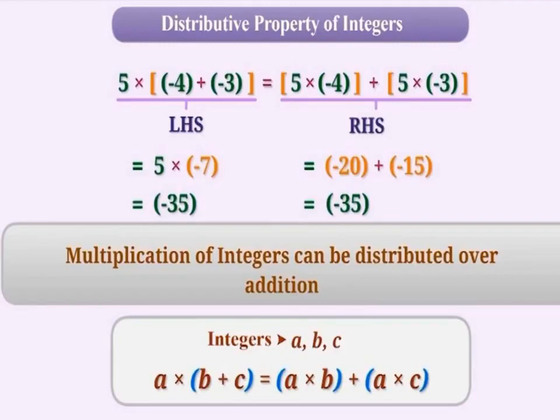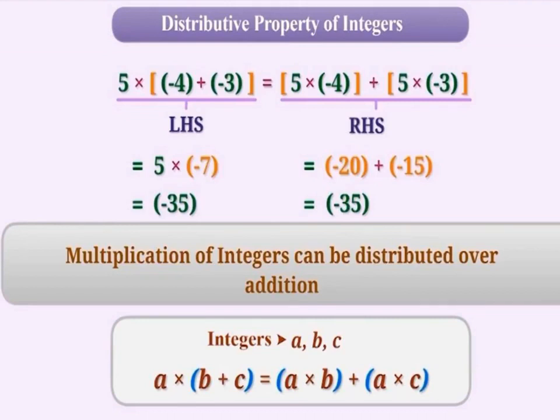We will take 5 into (minus 4 minus 3). First we take LHS. First we calculate the integers contained in the box. What are the integers in the box? Minus 4, minus 3 with which operator? Plus. Then first we add minus 4 and minus 3, which is minus 7. This is multiplied by the first integer 5. Then 5 into minus 7 is nothing but minus 35.